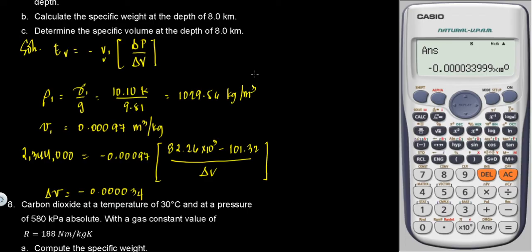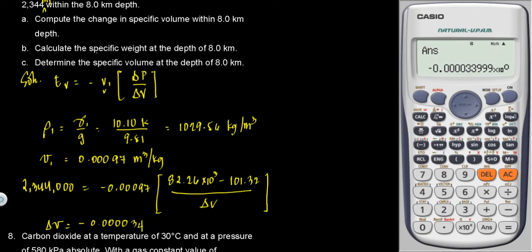Now, anong gagawin natin next? Nakuha na natin yung letter A. There. So, specific weight naman at the depth of 8.0. Ang kailangan naman natin is yung V sub 2 or yung specific volume sub 2, no? Yung sa bottom or sa 8.0. So, paano naman siya makukuha? From a change of specific volume, so meron tayong V sub 2 minus V sub 1.